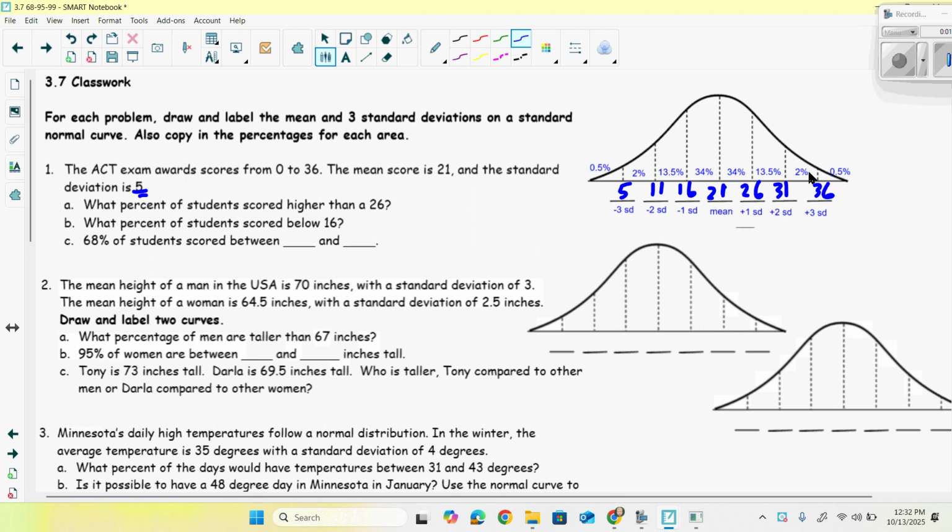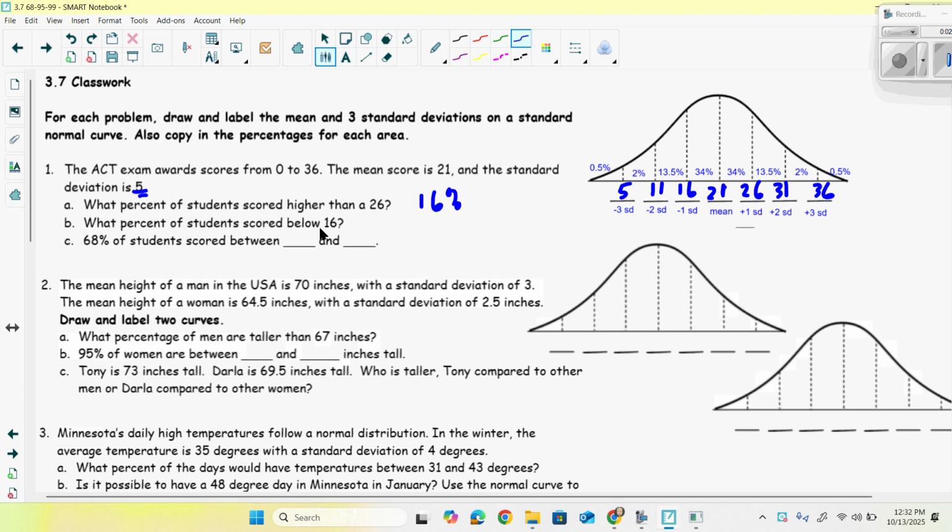Now you can see 100% of the data needs to exist from 0 to 36. So our curve must not be an actual perfect bell curve, but it works pretty good for what we're trying to do. What percent of the students scored higher than a 26? We find a score of 26 and we add up those percents. If you add those up, 13.5 is 14. 14 plus 2, we're calling it 16% of the data. So you're in the 84th percentile if you score a 31. That means 84% scored below, 16 above.